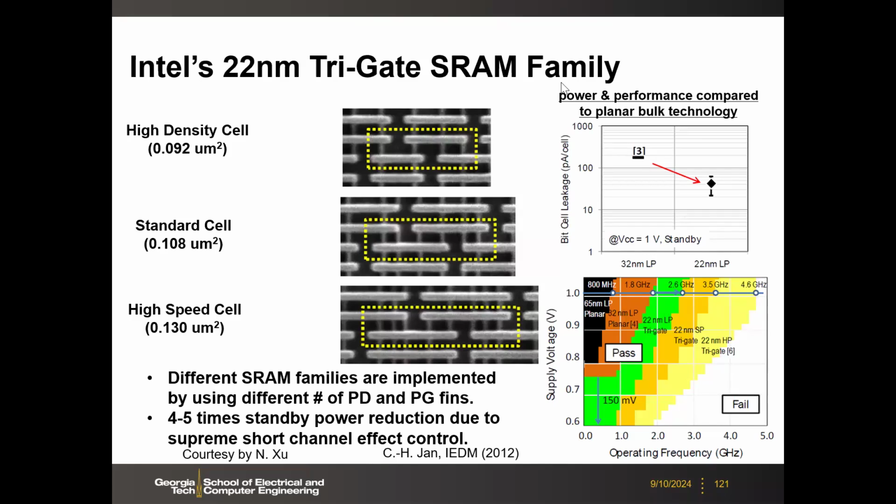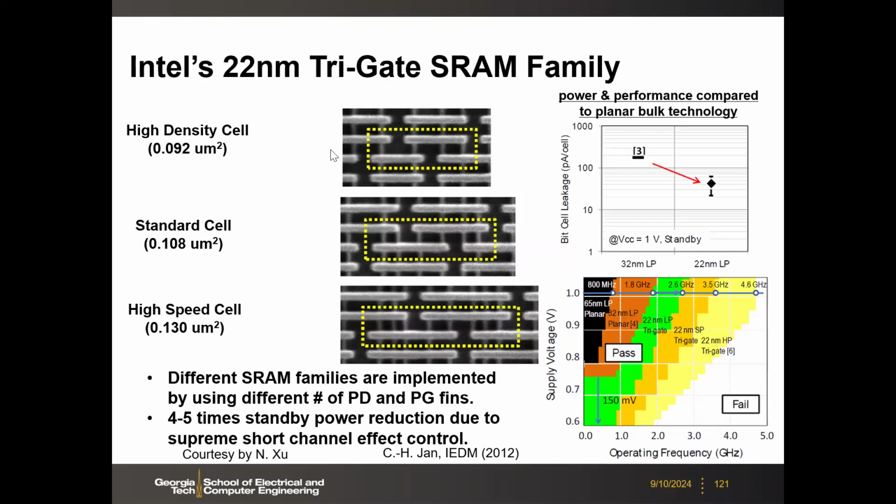So last lecture we talked about the FinFET-based SRAM design. And here are some images from Intel's 22 nanometer SRAM family. For different levels of cache, you may have different designs. Here you have the high density cell, standard cell, and high speed cell. So basically you trade off between the area and the speed.